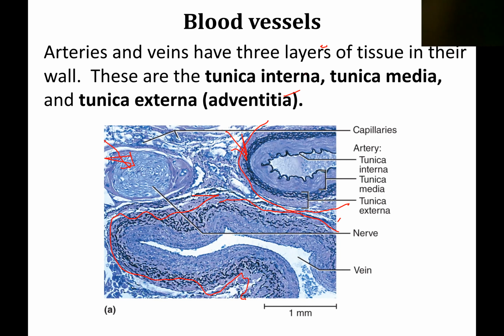So you have 3 layers of tissue around a lumen, and the lumen is where the blood's going to be found. The wall of the artery is thicker. The wall of the vein is thinner. The wall of the artery is going to maintain its shape. The wall of the vein is only going to maintain its shape if there's blood present.